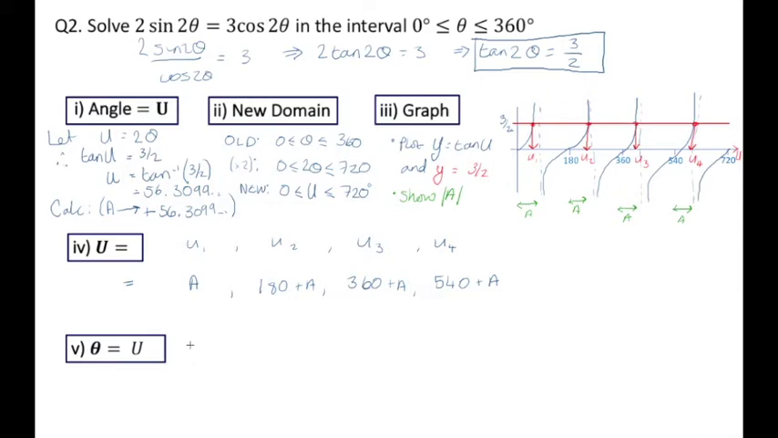Step 5. How are theta and U related? Well, up here we defined U to be 2 theta. Therefore, theta must be U divided by 2. So all we have to do now is take all of our U angles and divide those by 2. So our first angle is going to be A over 2. Second angle is going to be 180 plus A, all over 2.